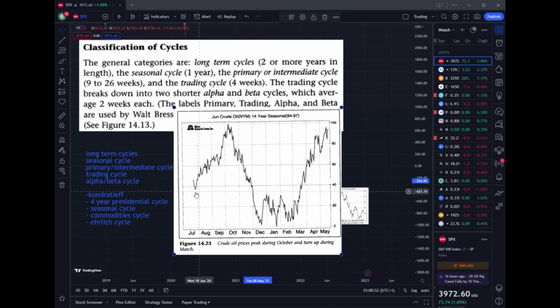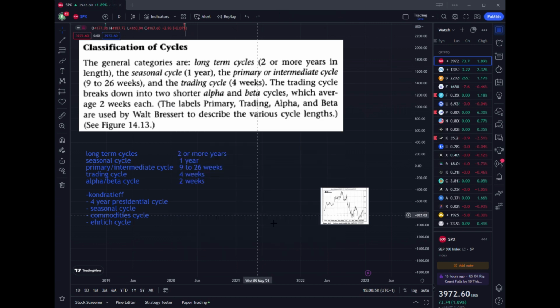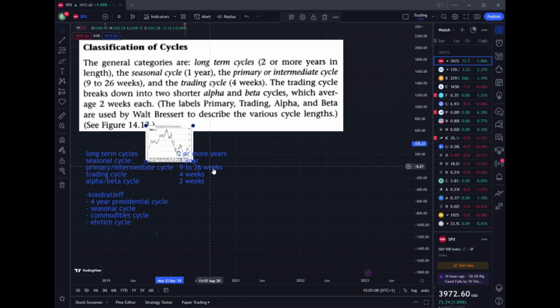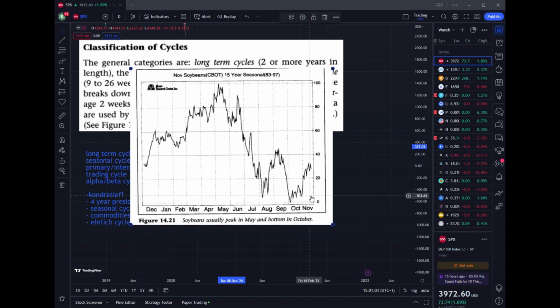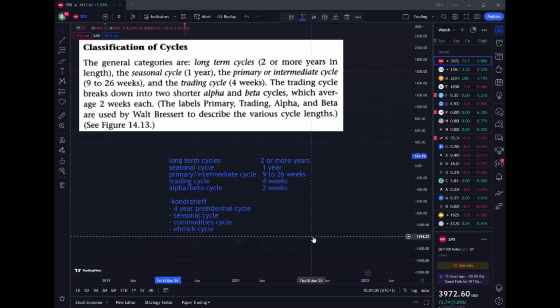This one is seasonal. It can also happen, or this was crude oil seasonal. And this one is another seasonal, but the Ehrlich just basically finds its own cycle. There wasn't actually an example on TradingView, and I was thinking about coding it, but I think it's going to take quite a while. So not yet, at least.